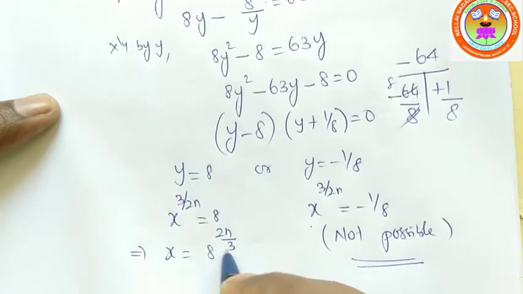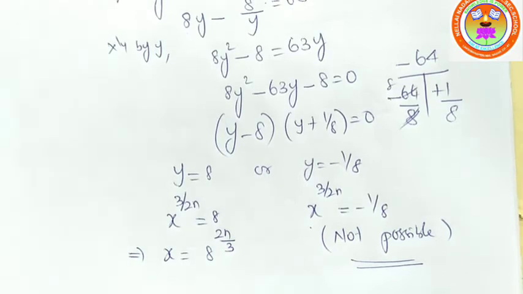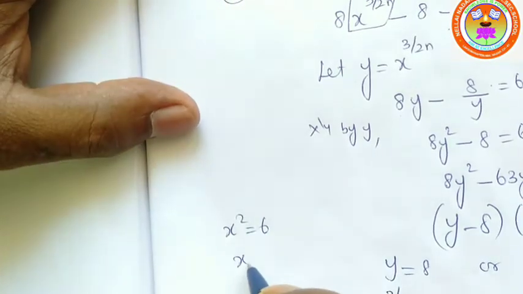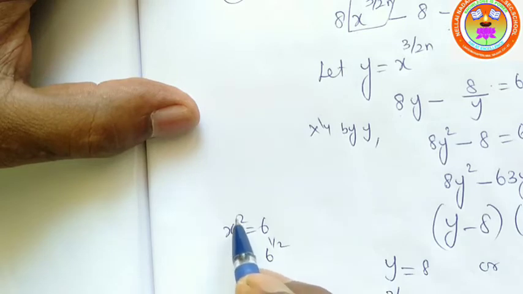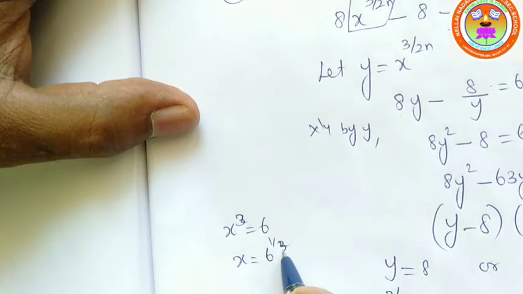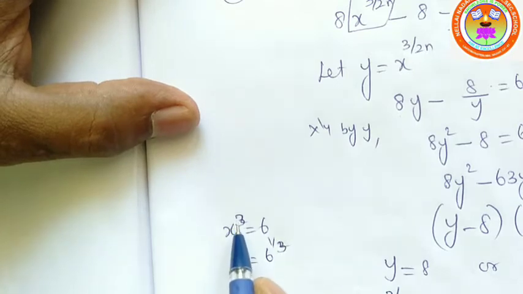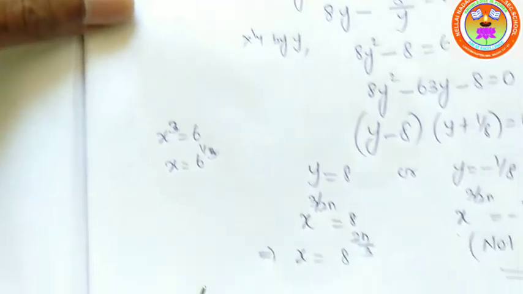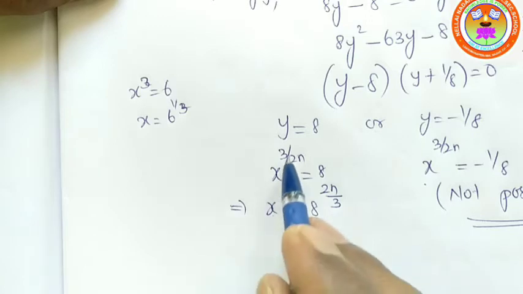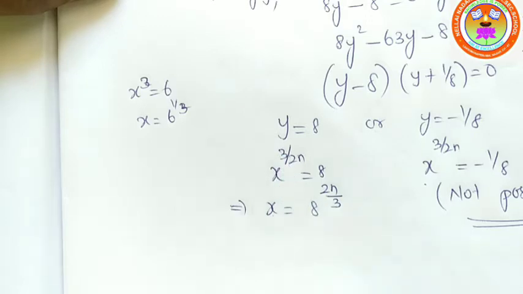See one example. If we have x square is equal to 6, what is x? x is equal to 6 power 1 by 2. That means this number is coming as 1 by 2. Suppose if it is 3, what is coming? 1 by 3. That means the reciprocal of this number is coming, right? The same method we have applied here, x power 3 by 2n. So if you want x, this power is coming as the reciprocal.